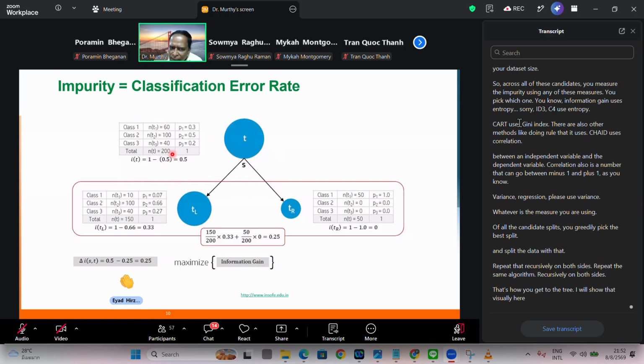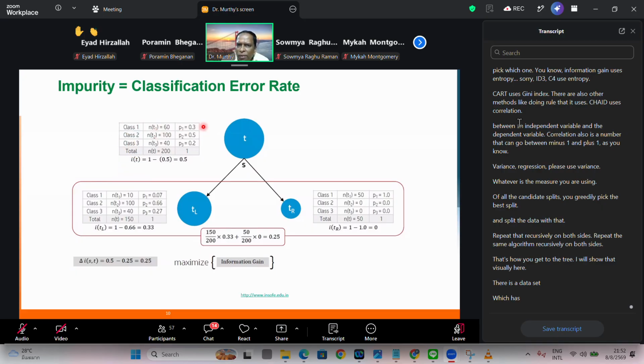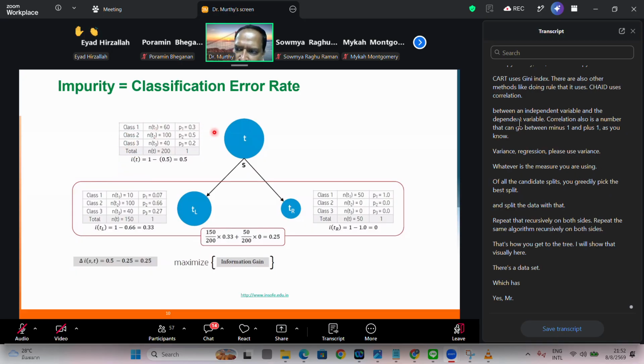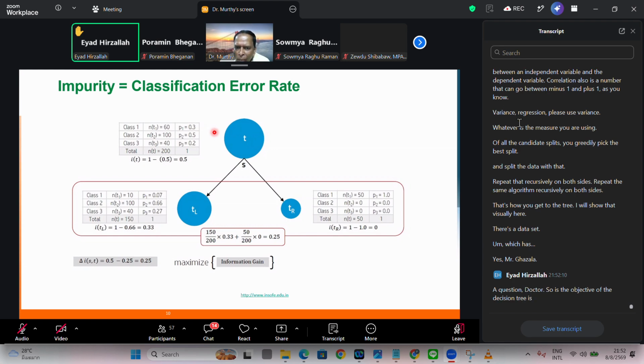There's a data set which has, yes, Mr. Hirzala. A question, doctor. So is the objective of the decision tree to answer a specific question or just to map out the data?